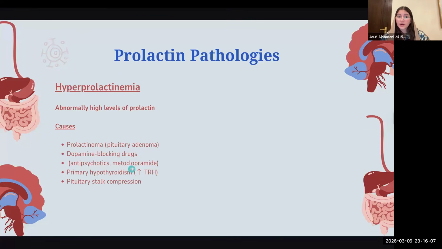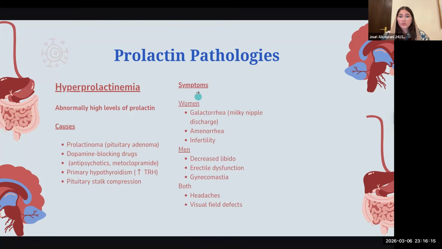So if we have an increase in TRH, this can also lead to us having high levels of prolactin, pituitary stalk compression. Okay, so what are the different symptoms of this? Firstly, in women, we will have galactorrhea, okay? This is when they're going to have milky discharge from the nipples, even if they are not breastfeeding, okay? Which is abnormal, of course.